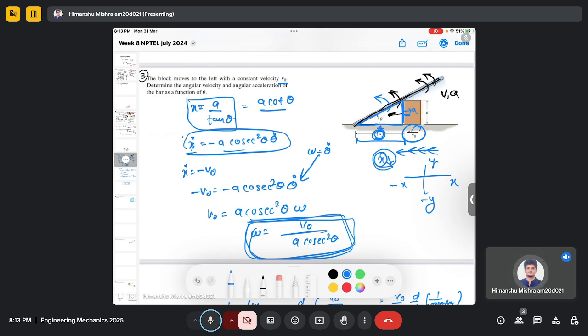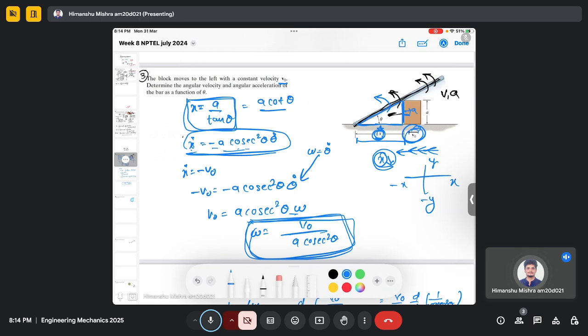X is changing. Now how x is changing, that we will get when we take the derivative of this with respect to time. So when we do that, we will get x dot, which is minus a cosec square theta multiplied by omega, and this velocity is basically v naught, because it is said that the block is moving with a velocity v naught.